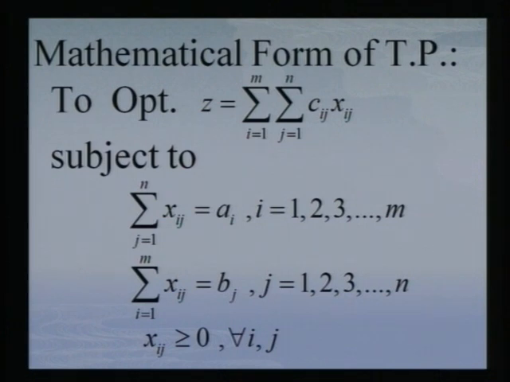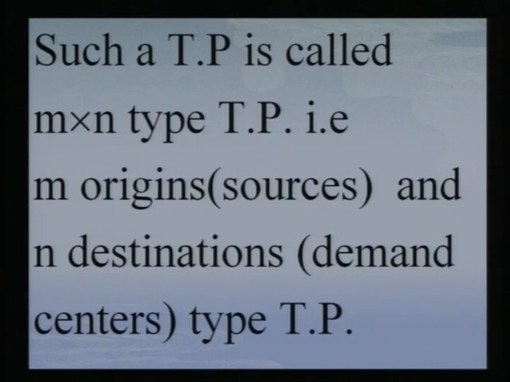First of all, let us recall the mathematical form of transportation problem. To optimize z is equal to sigma sigma Cij Xij, subject to the two types of constraints: sigma Xij is equal to Ai, sigma Xij is equal to Bj. The first set of equations are known as supply equations, and the second set of equations are known as demand equations. And such a TP, or transportation problem, is called M cross N type transportation problem, that is M origins or sources and N destinations, that is demand centers.